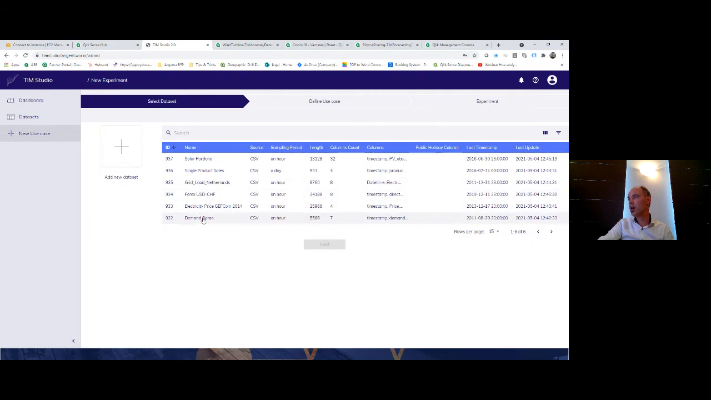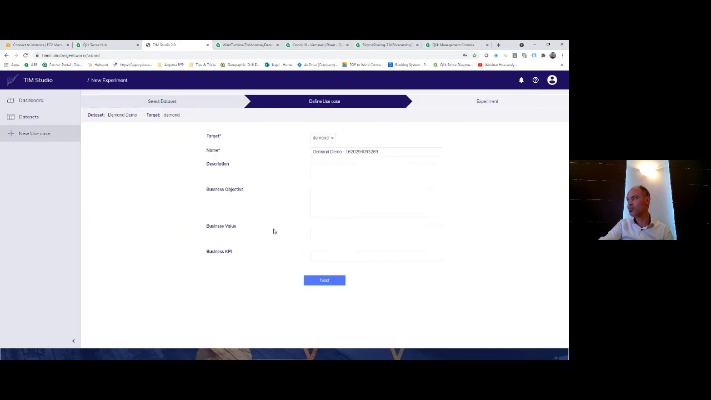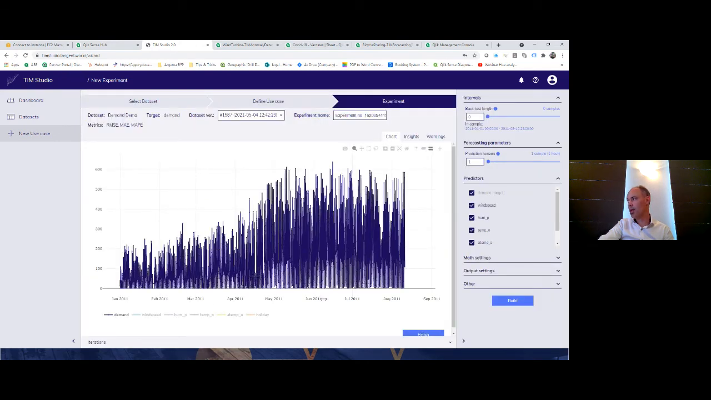So it's this one. And then basically I want to start, for example, with the demand demo. I can just put a couple of things. Of course, the most important thing is what will be my target for the prediction. So what do I really want to predict in the future, or do certain backtesting for which metric? So that's something we need to select here. And then you can, of course, still describe something about your experiment, the business objective, business value, the KPIs, etc., which can be done later on.